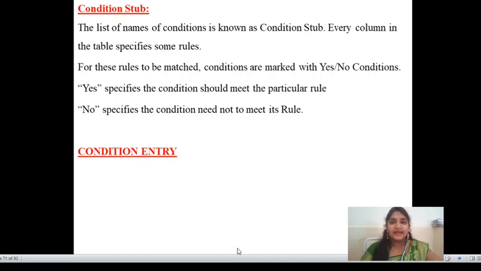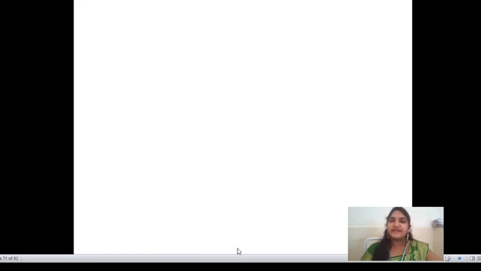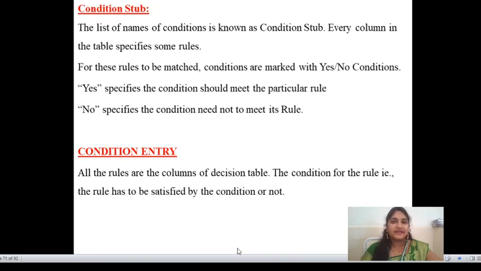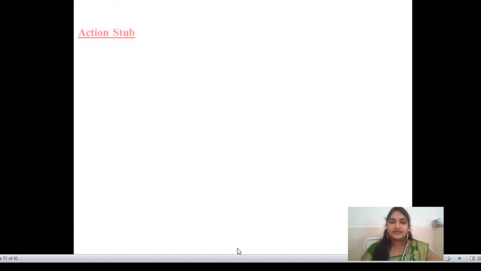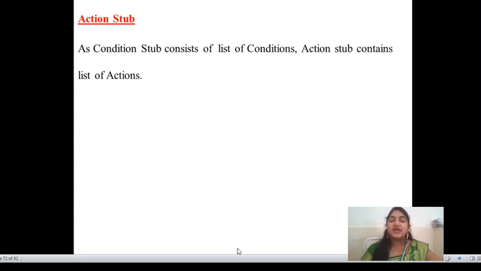Next, another aspect of the decision table is the condition entry. As the name itself says, it is the entry of the condition: all the rules in the columns of the decision table indicate whether the rule has to be satisfied by the condition or not. This defines the condition entry. Next, coming to the action stub. Just as the condition stub consists of a list of conditions, the action stub contains a list of actions.